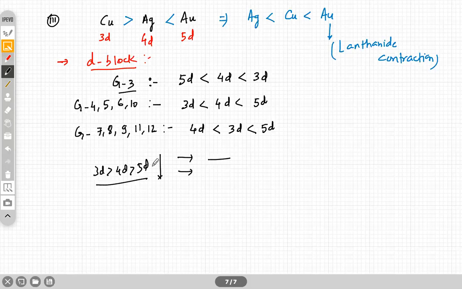In which subshell the electron is getting added, that is also a factor, right? The screening effect is also a factor. And that is why lanthanide contraction comes into the picture. Right, so based on all these factors, the overall order is coming out to be this. We cannot discuss why for group 10 the order is this, right?